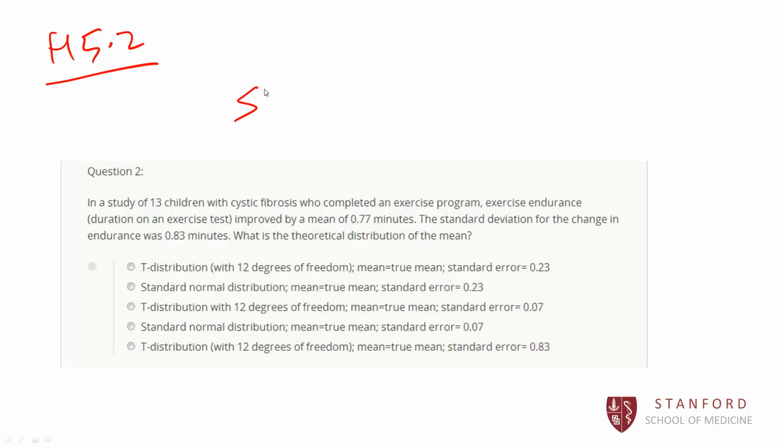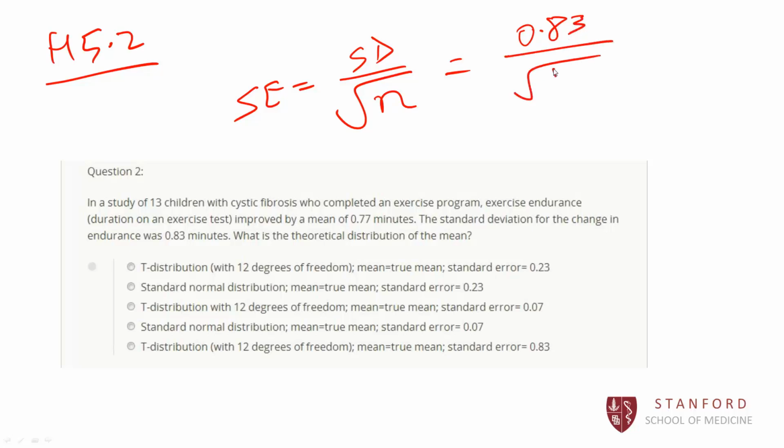The formula for the standard error is given by standard deviation divided by the square root of the number of observations in the sample. And if we substitute the values that we have, this comes out to 0.23, which tells us that A is the right answer.